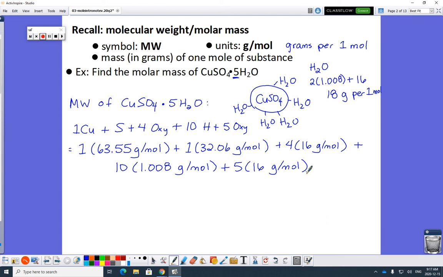Copper, sulfur, oxygen, hydrogen. When you do the calculations, you don't have to put the units in, but you do have to have them in your answers. So for now, I'm just going to put them in, okay? So you can decide what kind of relationship you have with your calculator, because you can do this all as one step. Maybe you want to do this multiplying first and then add it together. It doesn't matter. You should get 249.69. And you have to have units in your answer.